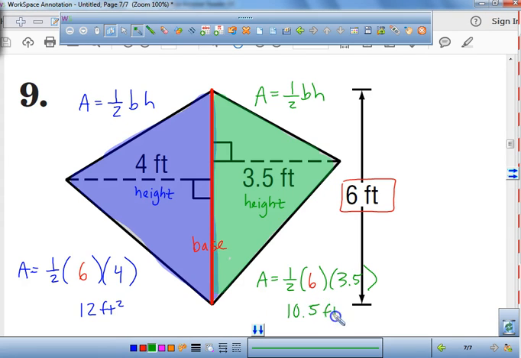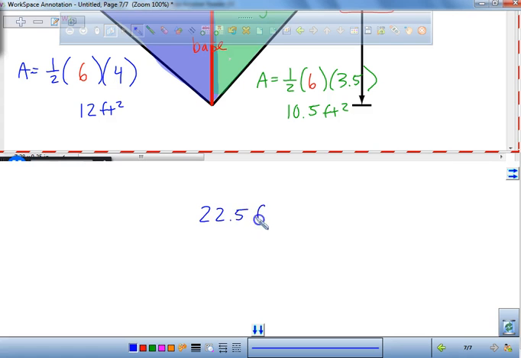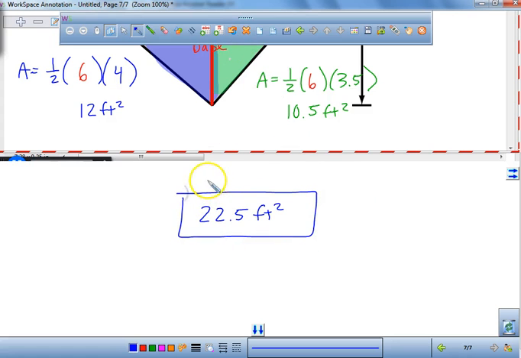That's 10.5 feet squared. And all you have to do is add those two together. So what's the total area going to be between the two? 22.5 feet squared. That's the combined area.